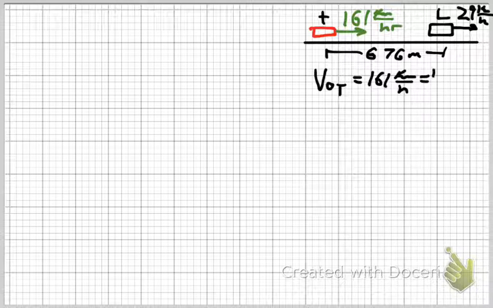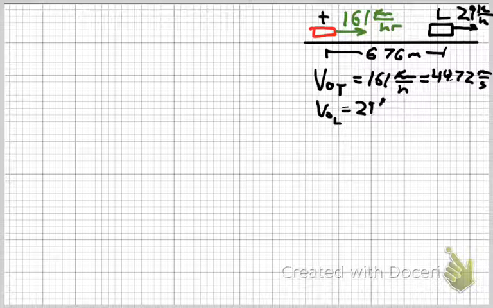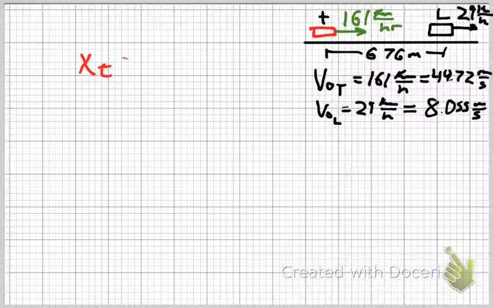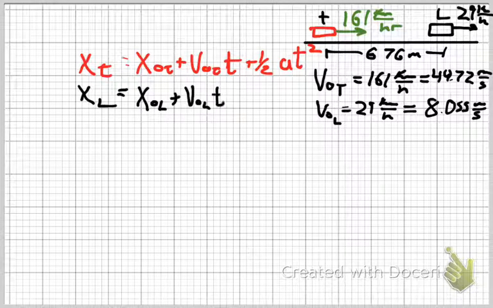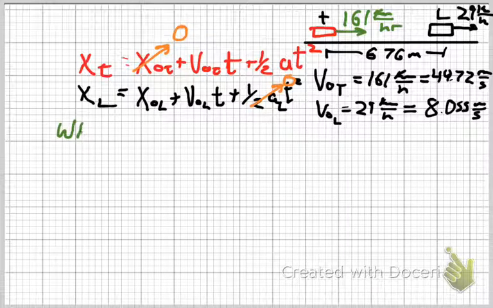The first thing we're going to do is convert from kilometers an hour to meters per second. We're going to do that for both of those so we can work in standard SI units. Next, we're going to realize the position-time equation for each of the objects, the train and the locomotive. And it's the same equation, but keep in mind that the initial position, as we've chosen it, for the train is 0. And the acceleration of the locomotive is 0 as well.